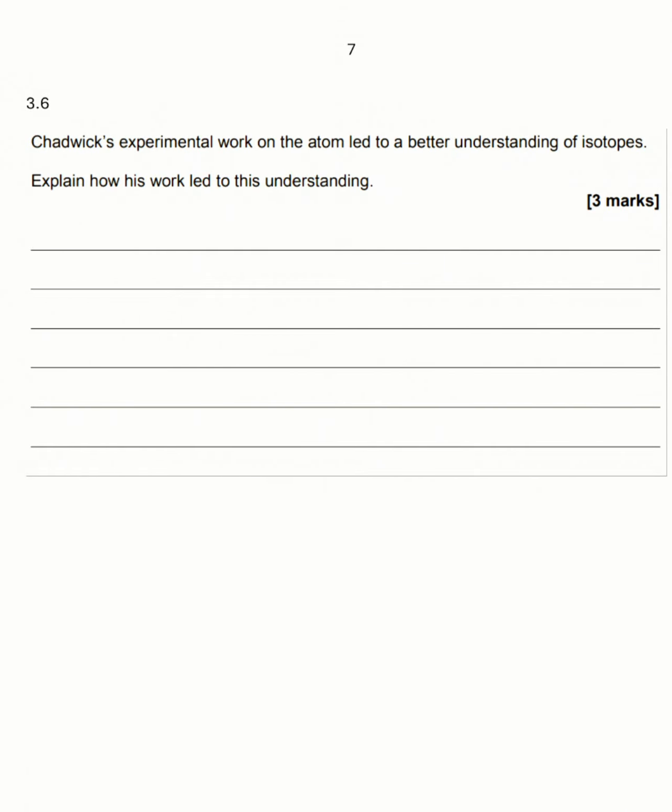3.6, straightforward question about Chadwick. Chadwick's experimental work on the atom has led to a better understanding of isotopes. This is a question about isotopes. It's not just about Chadwick. It's a question about isotopes. Explain how his work led to this understanding. 1 mark. Chadwick discovered the neutron. Straightforward. And then it's just a question about isotopes.